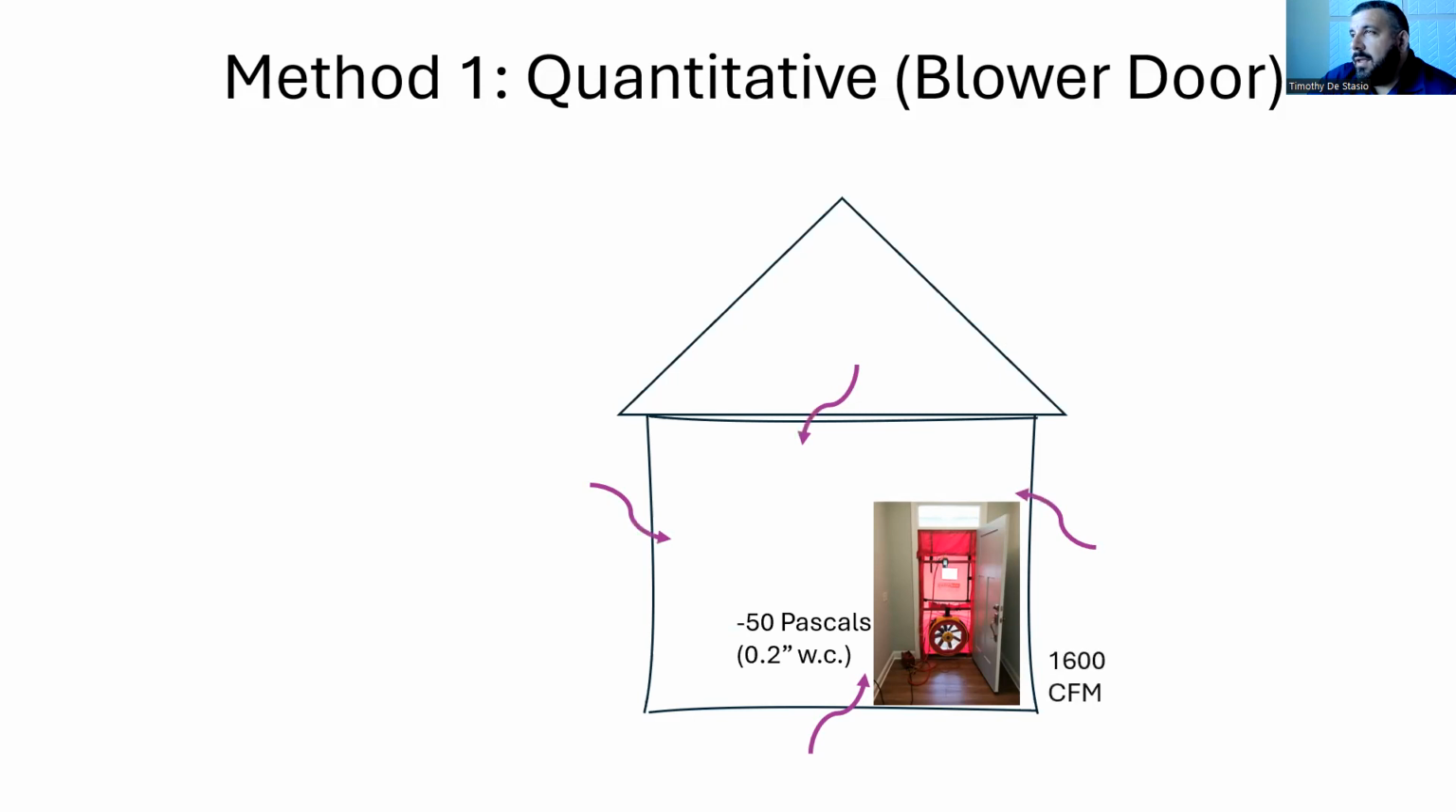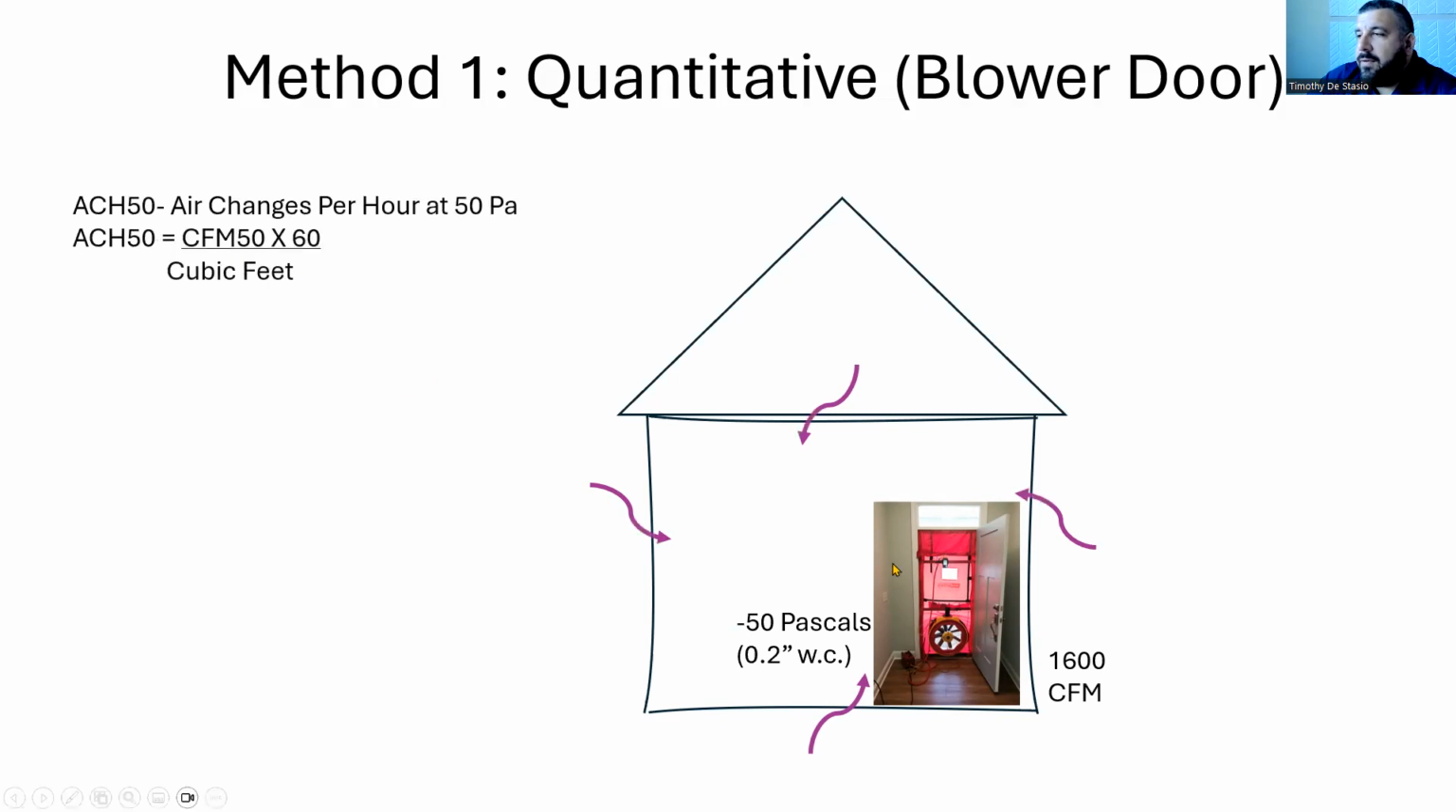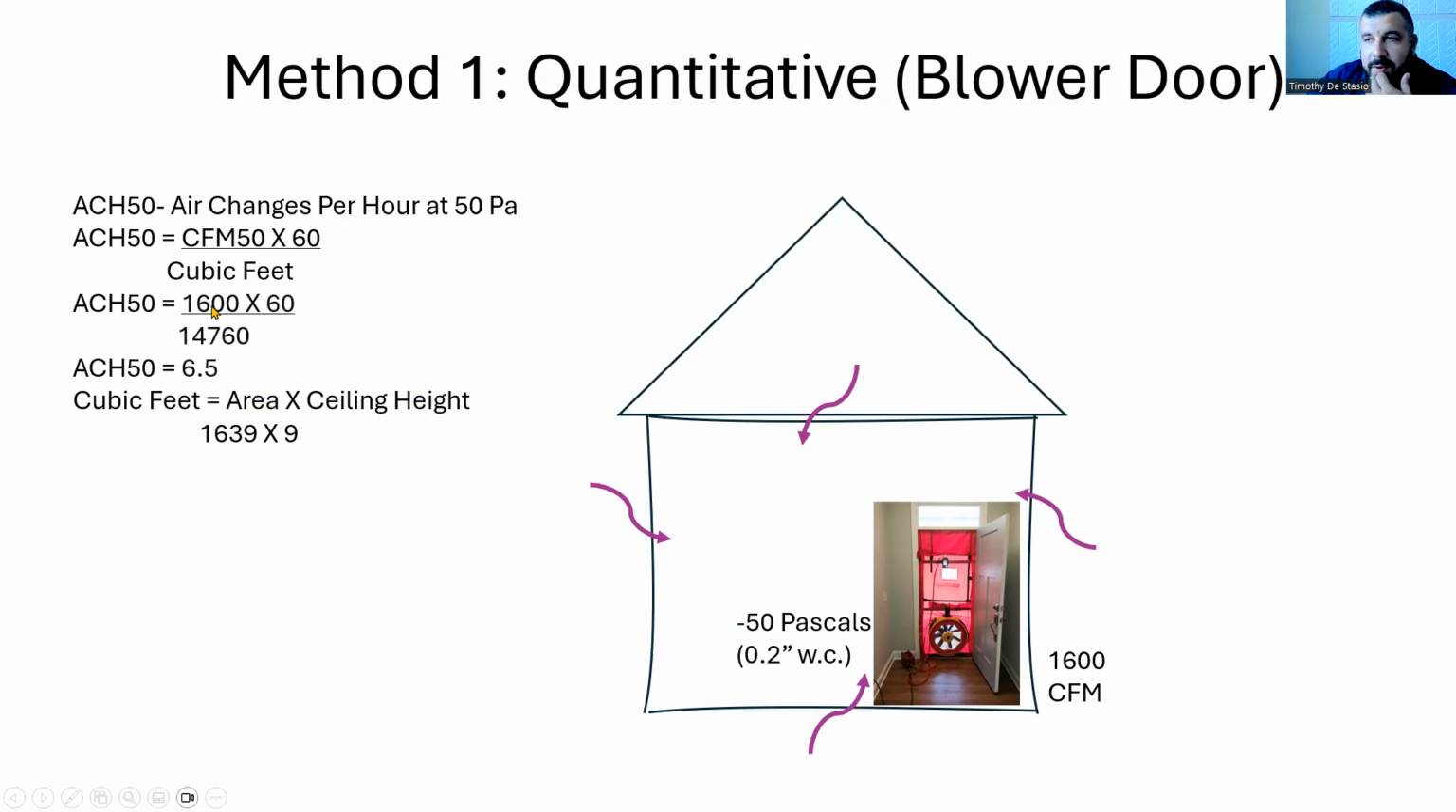The blower is a calibrated blower and manometer, and it's measuring how many CFMs it takes to depressurize the home to 50 pascals. We plug that into a formula, as we can see here, that CFM 50. In this case, if it took 1,600 CFMs to depressurize our house to 50 pascals, that's called CFM 50. We put that here, we multiply it by 60, then we divide it by the cubic feet of the house. Well, how do we get cubic feet? We've got to take our area times our ceiling height. So let's say that our cubic feet is 14,760.